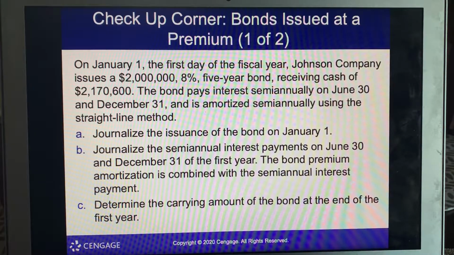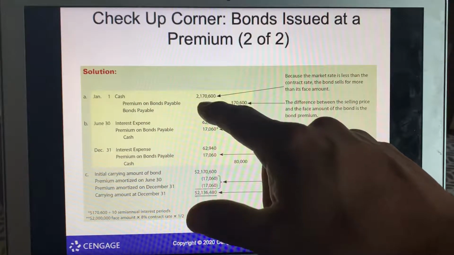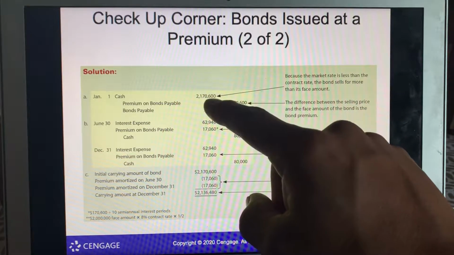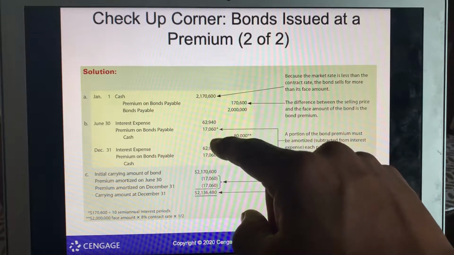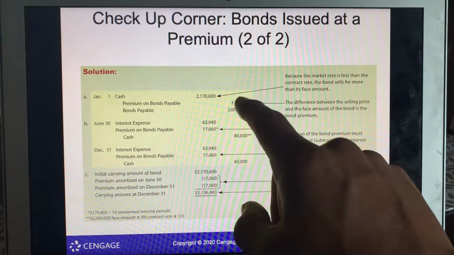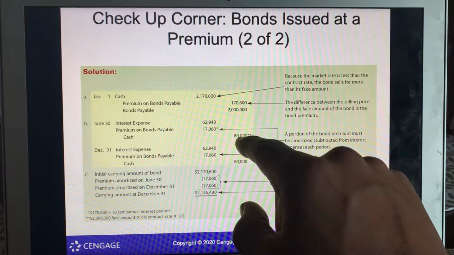This is a $2 million, 8% 5-year bond receiving cash of $2.17 million. Due on June 30, so semi-annually, and we're looking at the straight line method. So cash of $2.17 million, 600,000. So premium on the bond will be 170,600. So $2 million. So those have to equal. So that's how much cash we received. Interest expense will be 62,940, and our bond will be, don't forget, this is 10% of the premium. So 17,060. And then that has to equal 80,000.